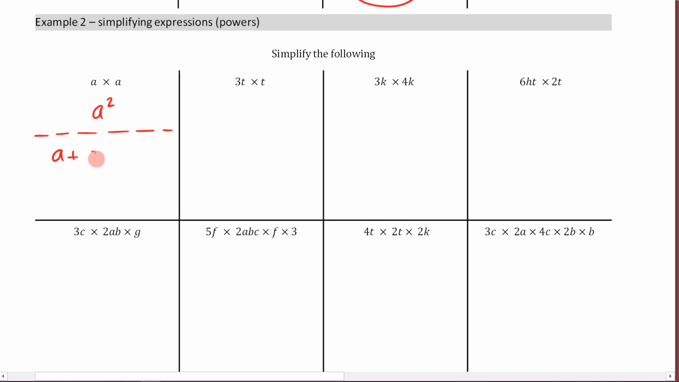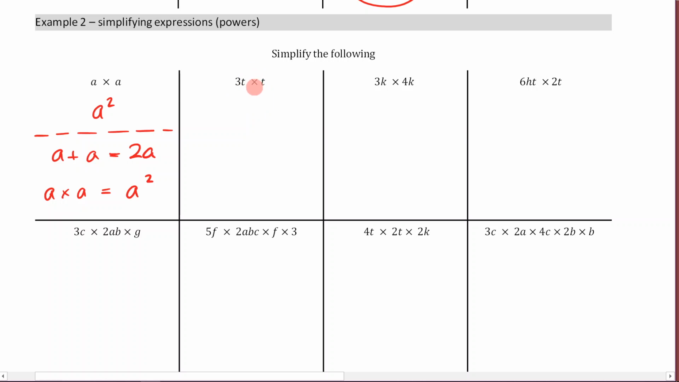A plus a is equal to 2a. A times a is equal to a squared. So that's really important. A times a is a squared. A plus a is equal to 2a. So just be careful with those. Okay, let's keep on going here.